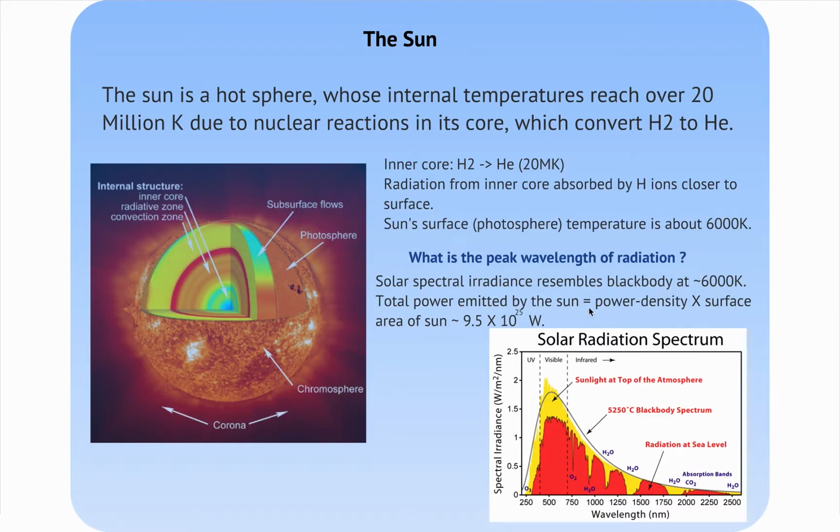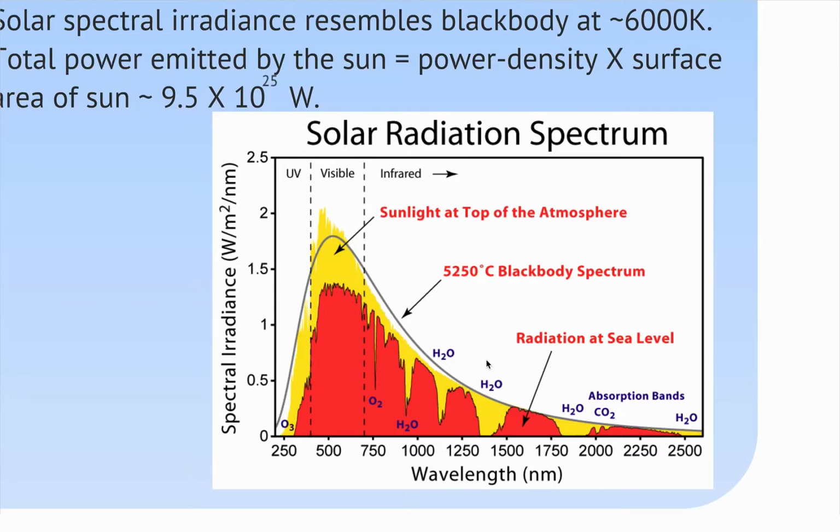The total power emitted by the sun is the power density multiplied by the surface area of the sun. Of course the sun is very big, so if you multiply everything together, you get something like 9.5 times 10 to the 25 watts. That's a huge amount of power, which is why we're talking about it. We want to try to harness that power, right? Okay. So in order to harness the power, of course, we need to understand the spectrum.